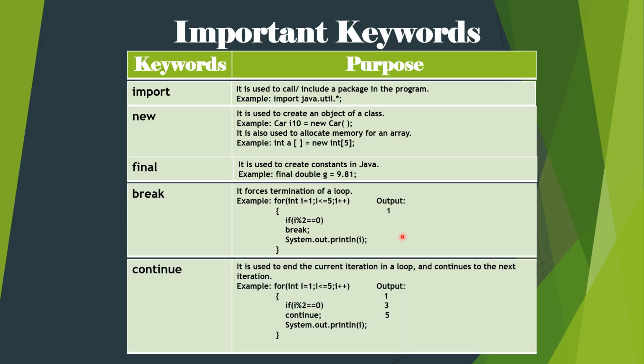Continue. It is used to end the current iteration in a loop and continue to the next iteration. That means if continue is found in a loop, immediately it will go back from that place and skip the current iteration. It will move on to the next iteration. For example, you can see here a loop is from 1 to 5. if (i % 2 == 0) continue. Means whenever the value of i is even, it will continue from here only without printing the message. That's why here the output you can see is 1, 3 and 5, because whenever the value of i is even, it will continue from here. So it will not print 2 and 4.